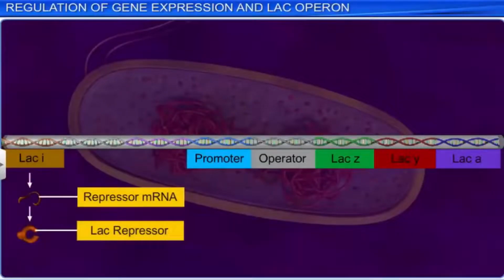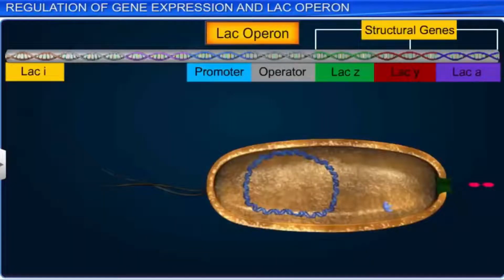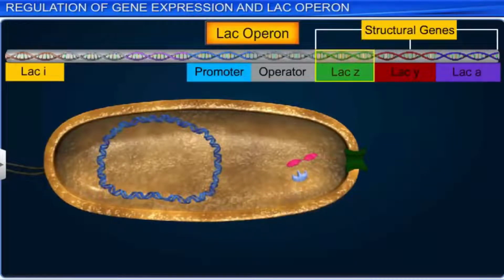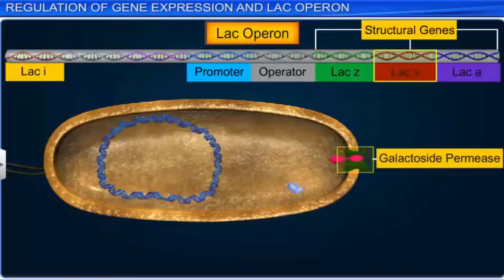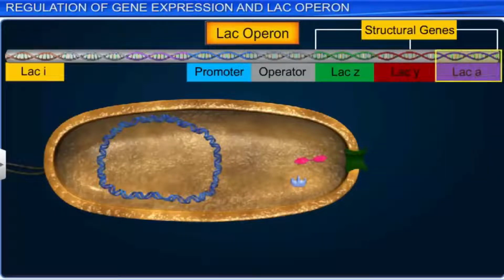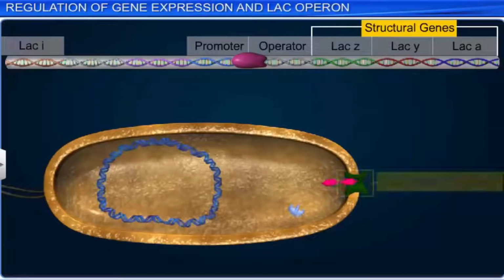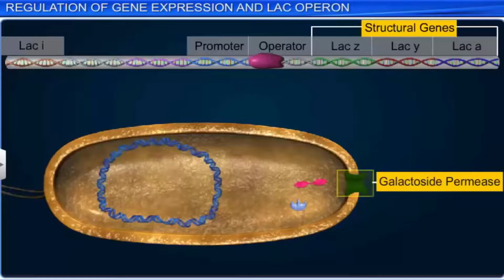The I gene codes for the repressor. The structural genes code for enzymes required for the metabolism of lactose. The lac Z gene codes for beta-galactosidase, which hydrolyzes lactose into galactose and glucose. The lac Y gene codes for permease, which increases the permeability of the cell to lactose, while the lac A gene codes for transacetylase, whose function is unknown. The switching on and off of the operon is controlled by lactose, which is hence the inducer. Since lactose needs a small amount of permease enzyme to enter the cell, a very low-level expression of the lac operon is continuously required.